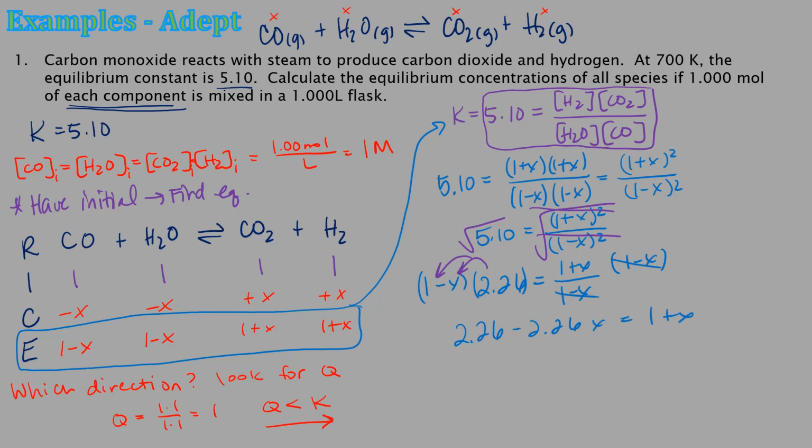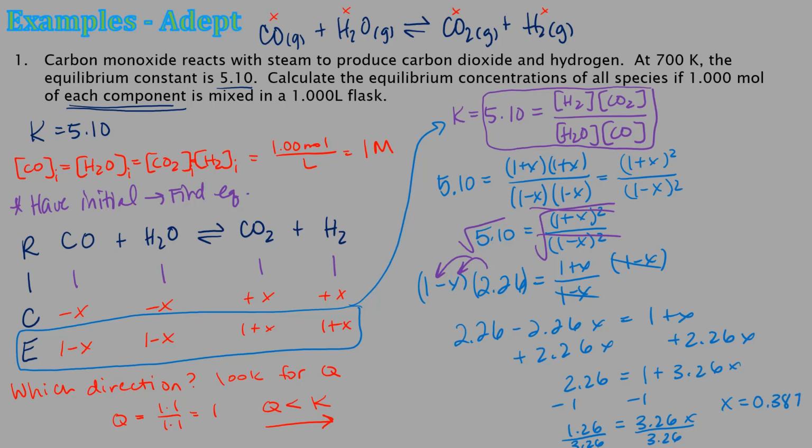We're going to add 2.26 to both sides, and then subtract the 1. Divide both sides by 3.26. And so my x ends up being 0.387.